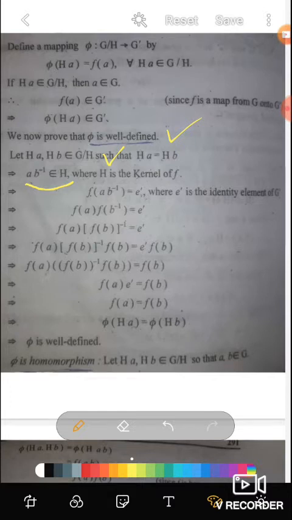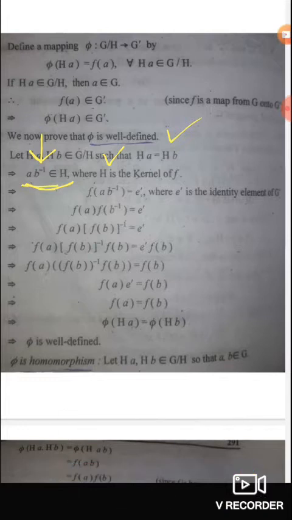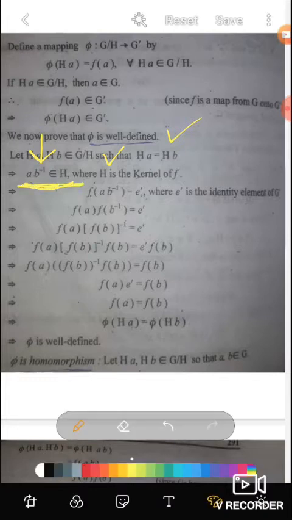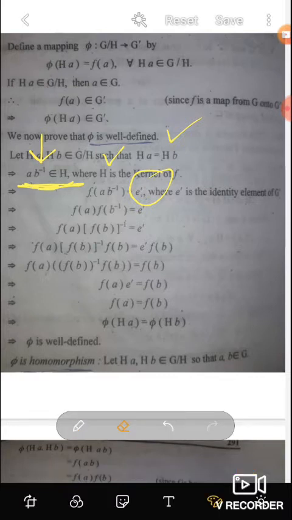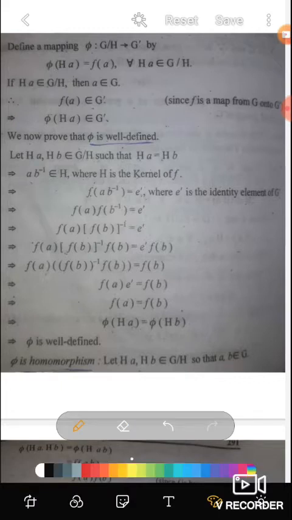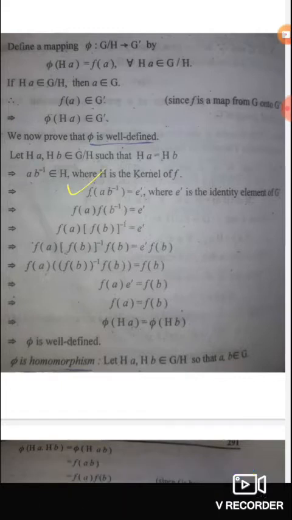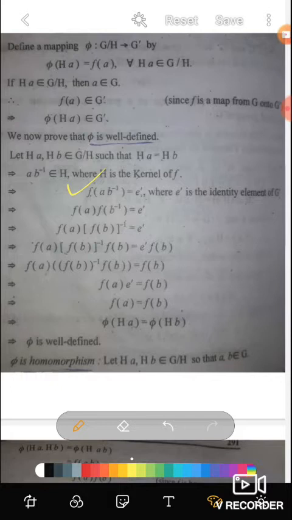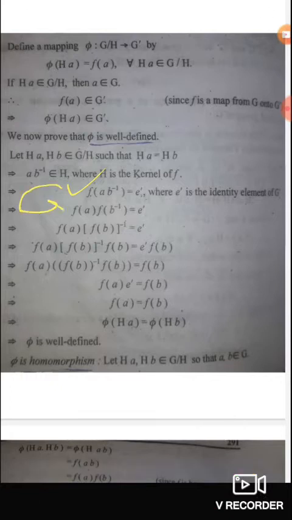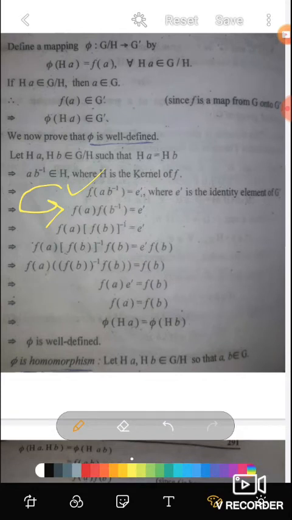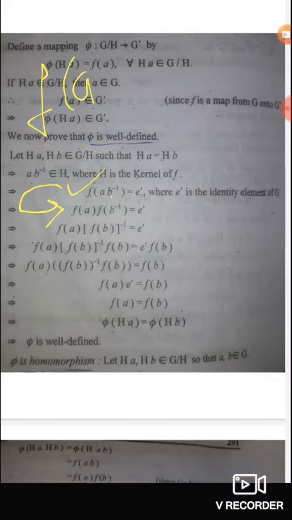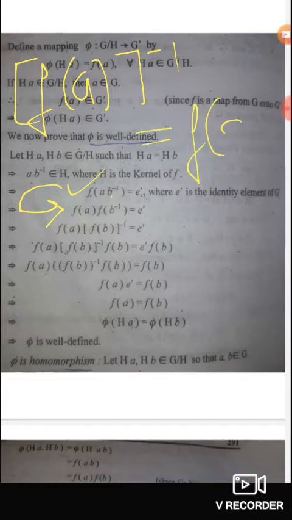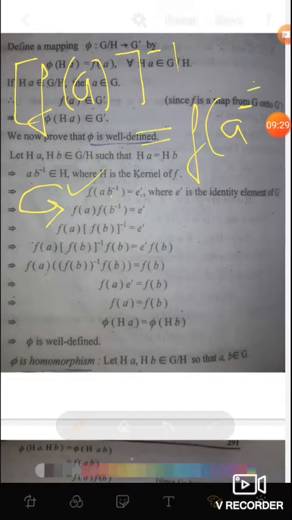Okay. Now we will consider this H as a kernel of the function. This means that the image of this element, because this element belongs to the kernel, will be equal to the identity element. Now we have proved that the function f is a homomorphism. So if it is a homomorphism, then you can write this step. Also we have discussed that there is a property in case of homomorphism, that the image of the inverse of this element is always equal to the inverse of the image of this element.